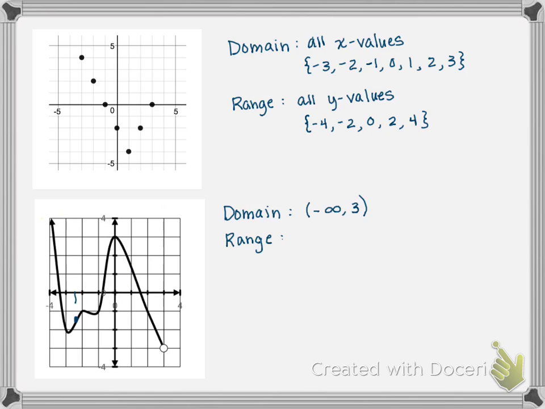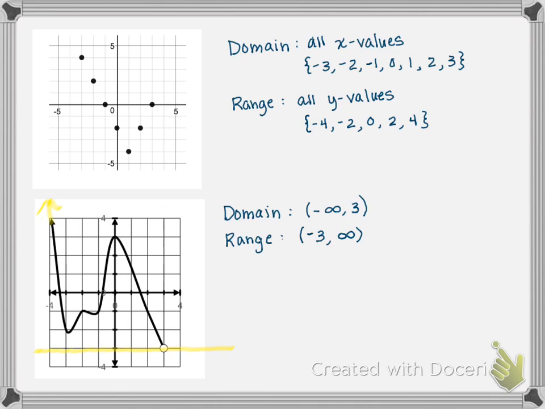So again, since intervals go from smallest to largest, for the range, we always go from the bottom, the lowest point, to the top, the highest point. So my function does not go below that y value. And then on the top, I have an arrow pointing up, so it's going to go all the way up to infinity. So the smallest value in my range is negative 3, and then it's going to go all the way up to infinity.